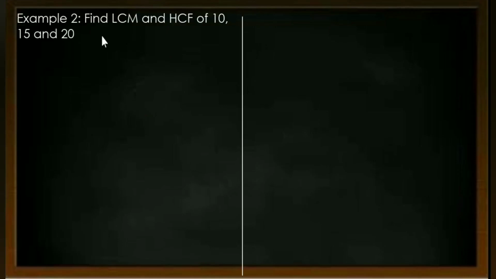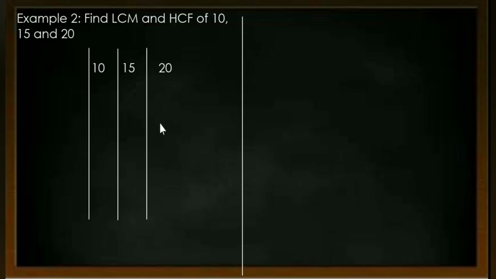Let's take a look at another example. Find the LCM of 10, 15, and 20. So we'll repeat the same process we repeated earlier on by writing out the numbers we are considering. Next, we draw vertical lines across the numbers, I meant to say. Then we'll draw a horizontal line underneath the numbers. So you will start again.